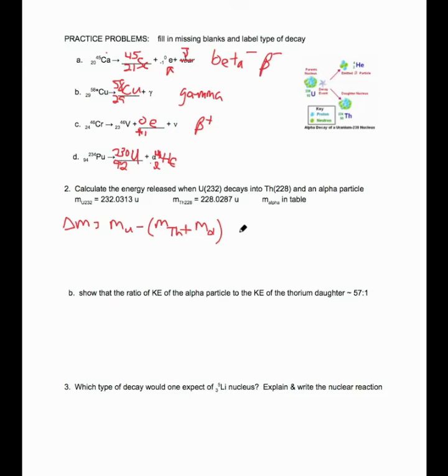When we work it out, we see that delta M is 0.0058 U. Okay, and then we can use that conversion factor where the energy is going to be equal to the loss in mass times 931 MeV per U, and punch that in, and we get 5.4 MeV.